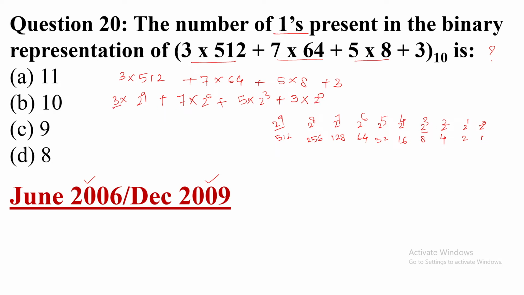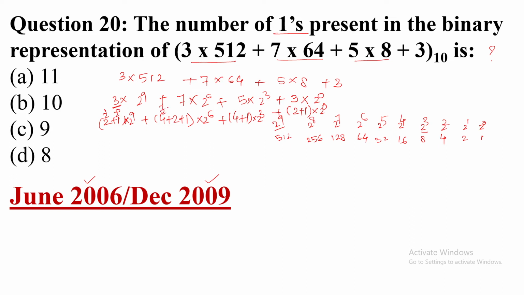Now we will write the 3 in the form of binary notation, power of 2. So 2 plus 1 equal to 3. So we will write (2 plus 1) into 2's power 9, plus 7, that is (4 plus 2 plus 1) into 2's power 6, plus 5, that means (4 plus 1) into 2's power 3, plus 3, that means (2 plus 1) into 2's power 0. 2 means 2's power 1, 1 means 2's power 0.